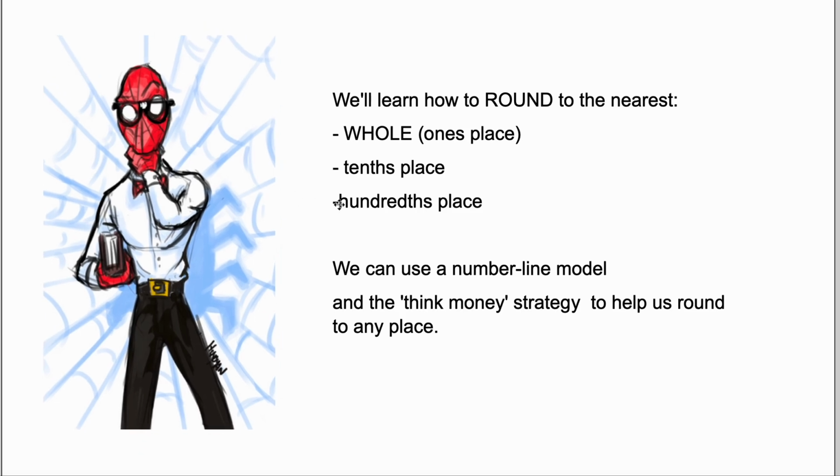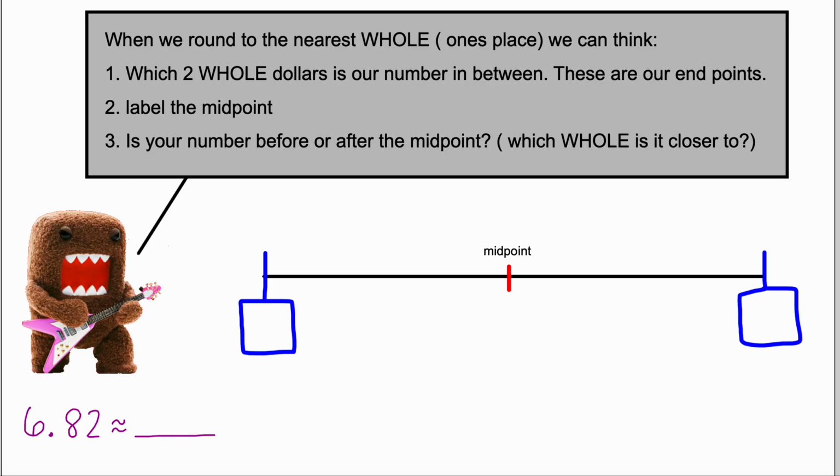All right, today we're going to learn how to round to different place values. So we'll learn how to round to the nearest whole, aka the ones place. We'll learn how to round to the nearest tenths place and the hundredths place. And we can use a number line model and the think money strategy to help us round to any old place. Let's get started.